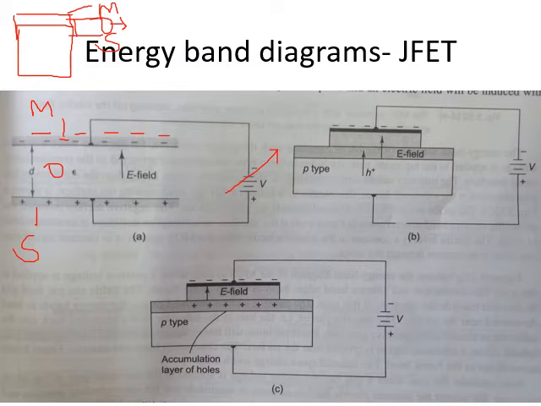So basically, when we say that there exists a capacitor, we need to remember a few formulas related to capacitance. The capacitance per unit area is given by epsilon by d, where epsilon is the permittivity of the insulator. And what is d? d is the distance between the two plates. So that is the capacitance per unit area.